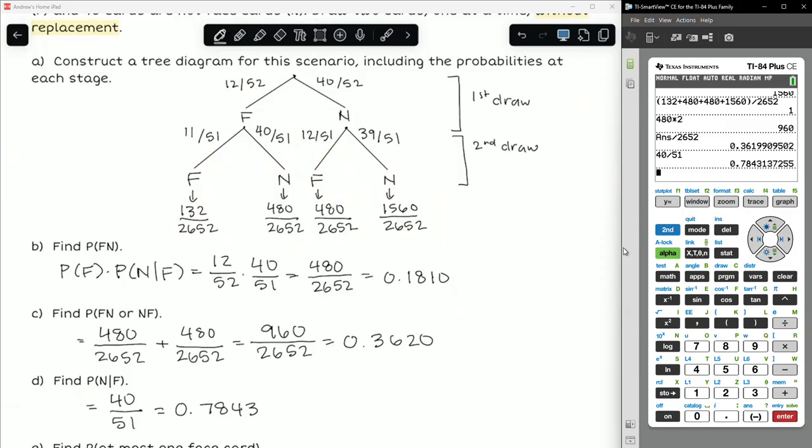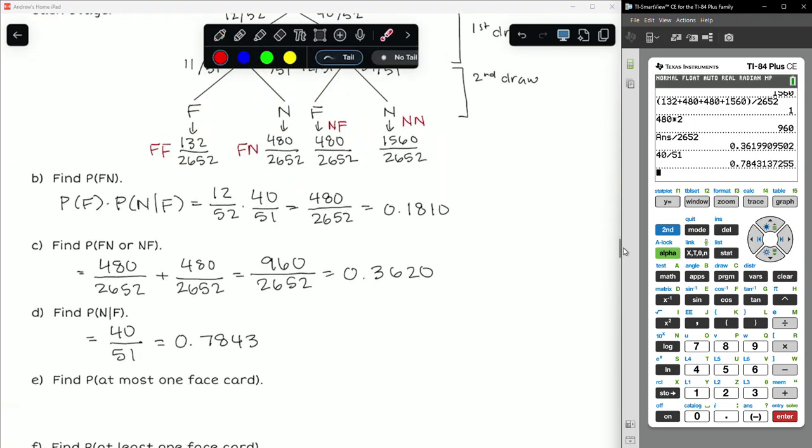The next, we're going to have to look at our outcomes. So I'm going to write in a different color what each outcome was next to its probability. So that first branch was face-face. So this is our FF probability. The next branch was face, no face. The next one after that was no face, face. And then no face, no face. And that's going to help us with that next question, which says, find the probability that we have at most one face card. So at most means no face cards or one face card.